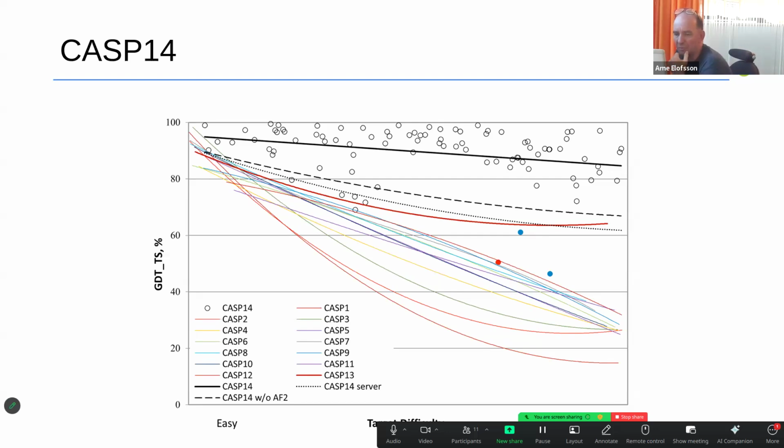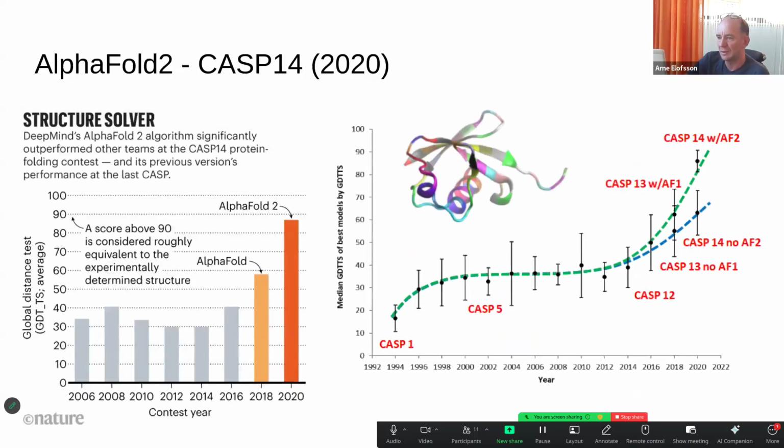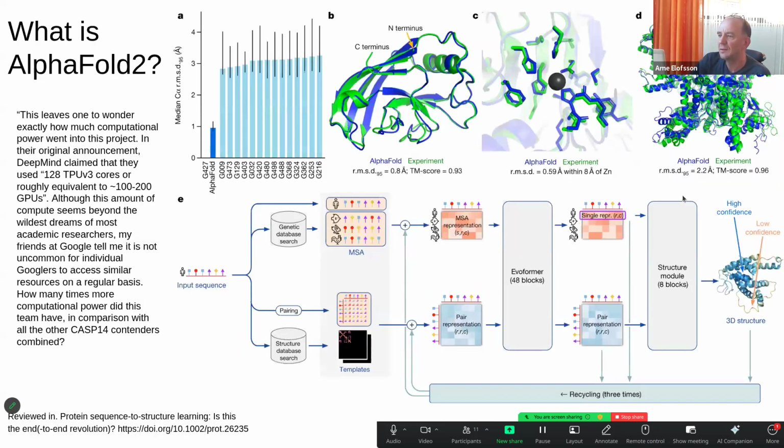So we were, of course, quite shocked. We were sitting in our own universities and homes in the pandemic, and we tried to understand what people had done. This is a smaller plot showing the improvement, basically that it was a big jump. And you can see some of the models here. This is an example in figure B. AlphaFold is blue, the experiment is the green one, and they are really, really identical. The RMSD is 0.8 angstrom. So every single atom is basically perfectly placed.